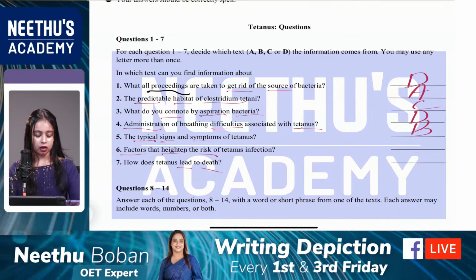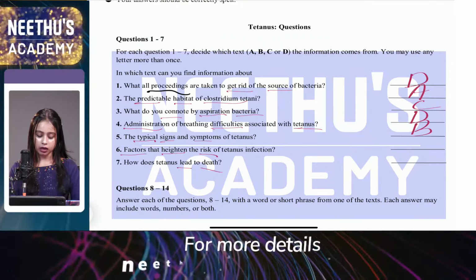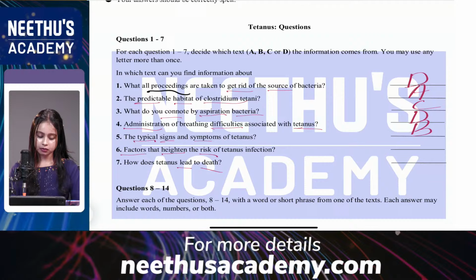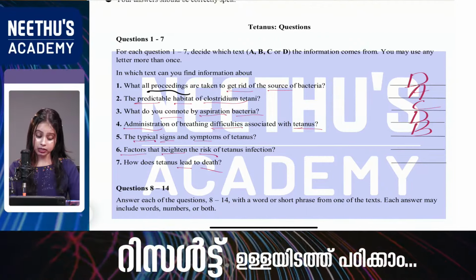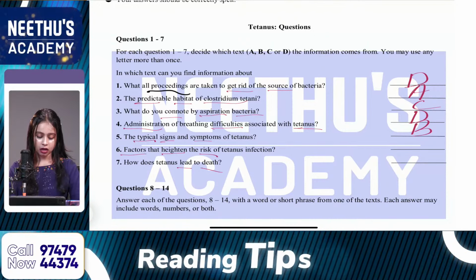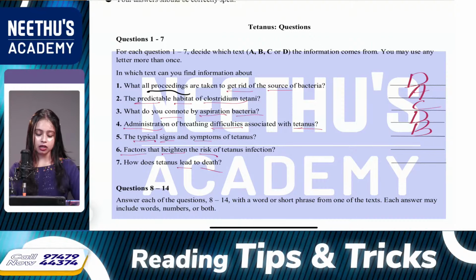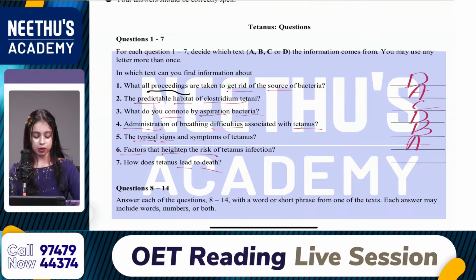May I know? Okay, Betty, it is text A, right? Yeah. So the fifth one is actually typical signs and symptoms. That is from text B. So what about the sixth one? Factors that heighten the risk of tetanus infection. Yes, it is right. It is from text A. So what about the seventh one?